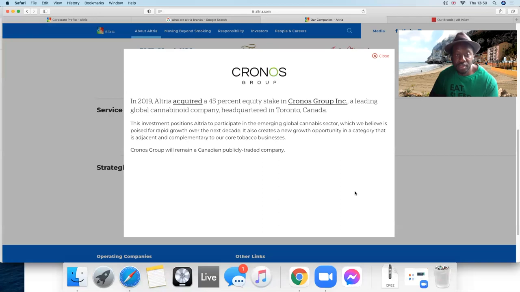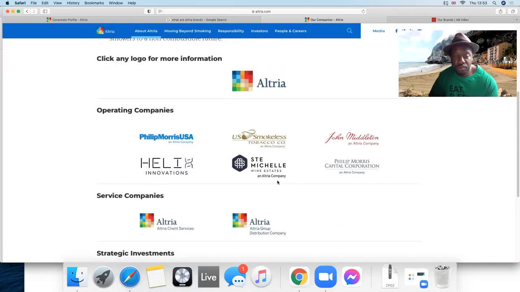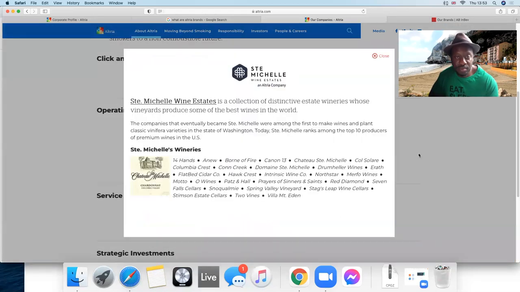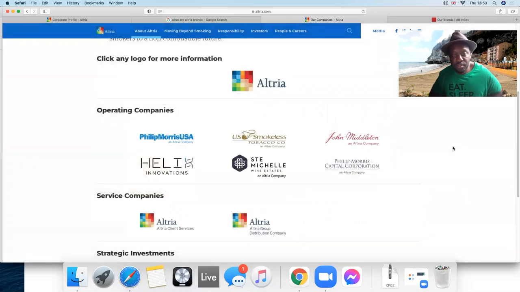Altria have also gone into wine with Ste. Michelle. It's a collection of distinctive estate wineries whose vineyards produce some of the best wines in the world. So as you can see, Altria is very diverse. They've got a lot going on, from the standard tobacco, cigarettes and whatnot.